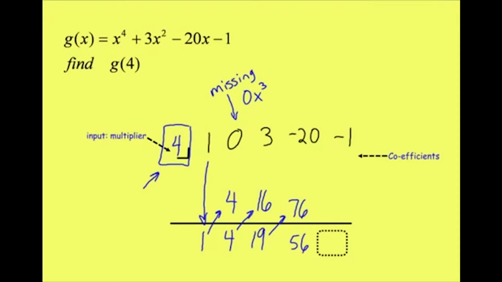And we're going to take our 56 times our multiplying number of 4. So 4 times 50 would be 200, and 4 times 6 is 24, so we have 224. And we add down again, and whenever we reach that final column, we get 223 in our dotted box there. And our claim is that 223 equals g of 4. So if you plug 4 into the function g, you should end up with the number 223.